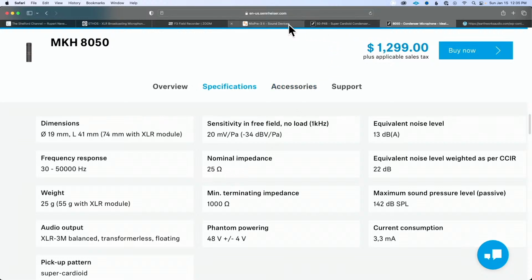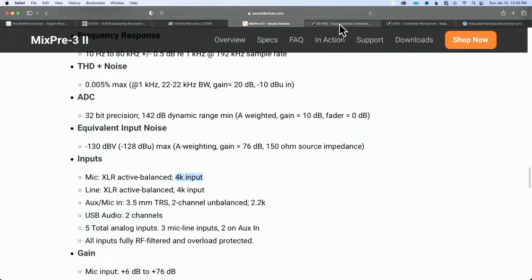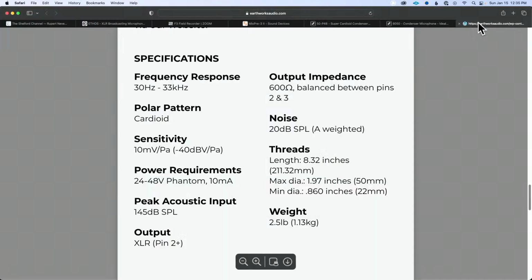I will say that almost all field recorders and mixers, anything produced in the last 5 years, certainly, almost always, in my experience, has an input impedance of at least 2,000 ohms. And we saw that earlier when we were looking at the F3, which has a 3,000 ohm input, and the MixPre, which has a 4,000 ohm input. So just some things there. Here's another one that's kind of interesting. This is the Earthworks SV33. This is a studio microphone.